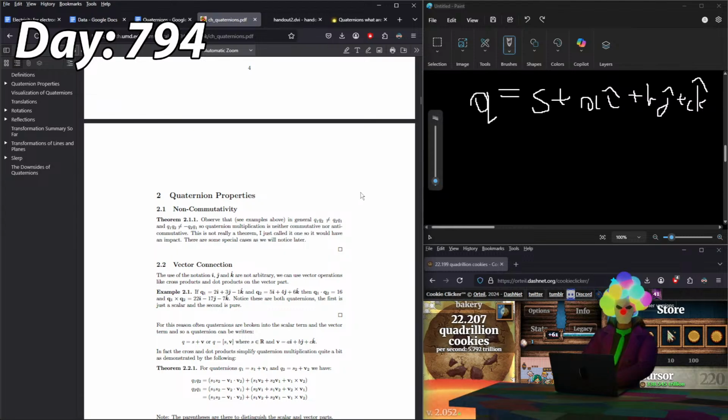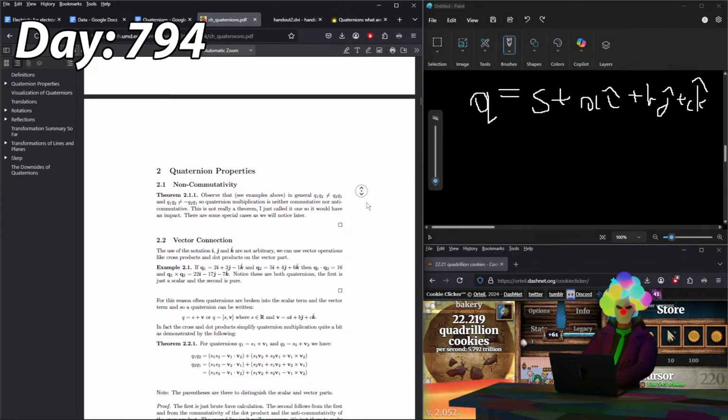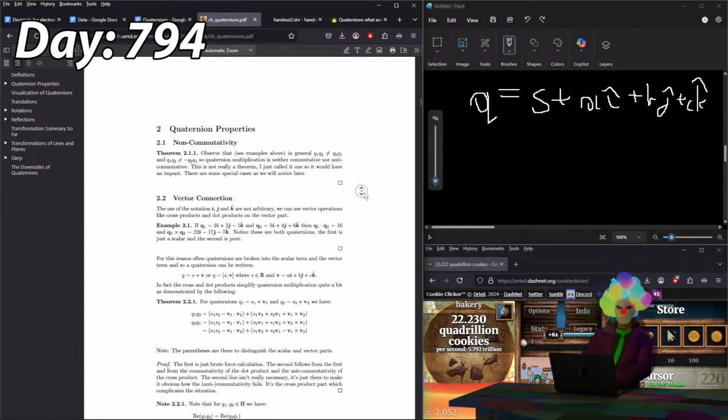Quaternion properties. They're non-commutative, right. Not really a theorem. Oh, this is the screenshot I shared, by the way, on Discord. Observe that, see examples above, in general, Q1 times Q2 is not equal to Q2 times Q1. So quaternion multiplication is neither commutative nor anti-commutative. This is not really a theorem, I just called it one so it would have an impact. There are some special cases, as we will notice later.